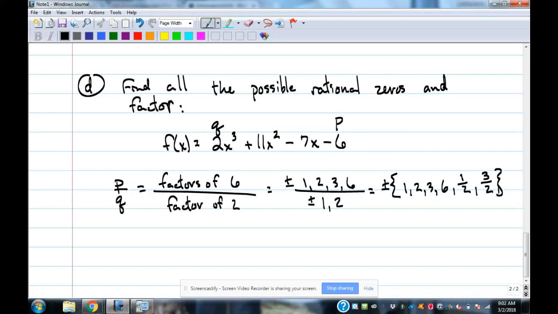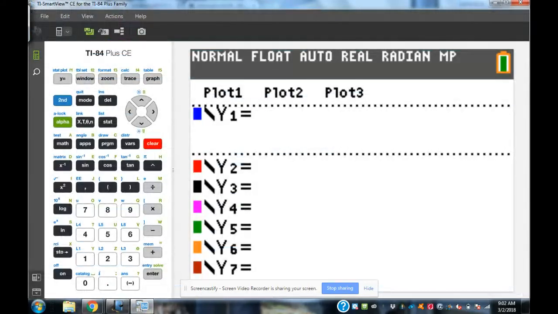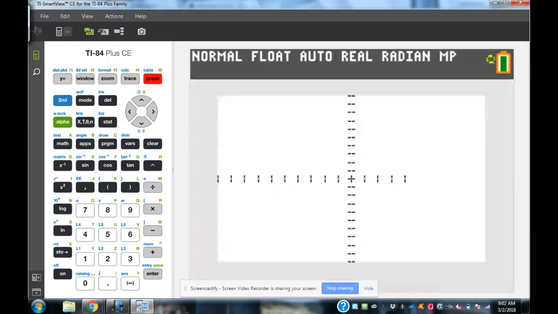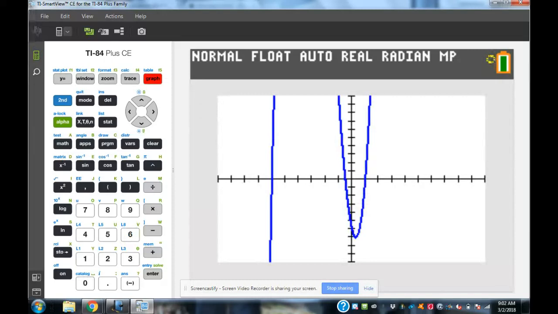Okay. What you guys have is the graphing calculator in here, and that's where it really helps speed this process up. So the next thing you would do after you make your P over Q list is graph the polynomial. So I'm going to go to the graphing calculator, and I'm going to graph 2x to the third plus 11x squared minus 7x minus 6. Make sure I type that all in correctly. And then I hit graph. Make sure you don't have a stat plot on. It's going to screw up your graph.